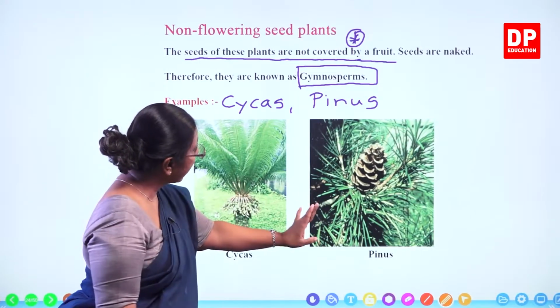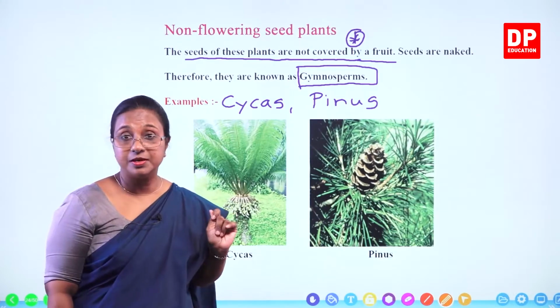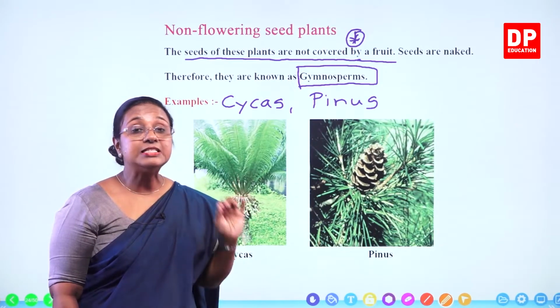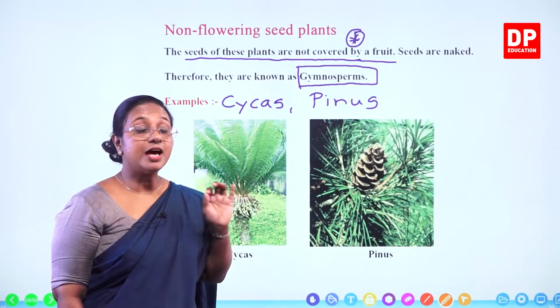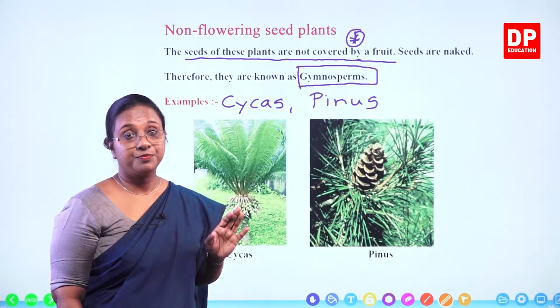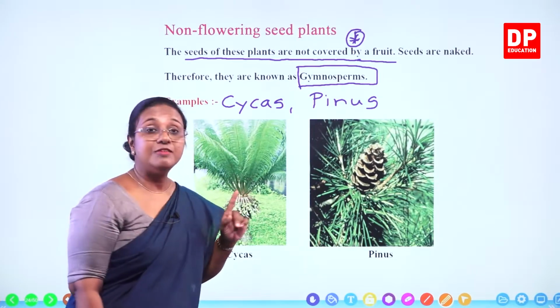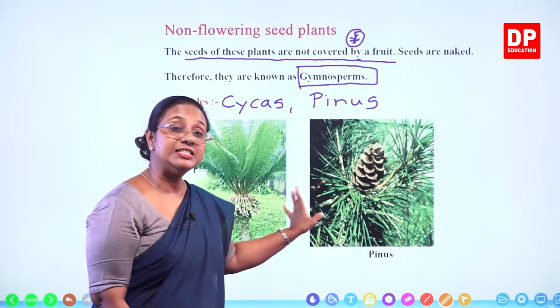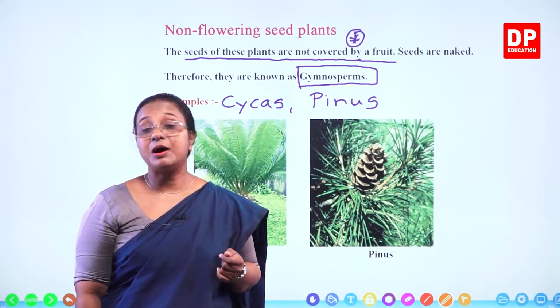So cycas and pinus plants, they are both examples of gymnosperms. Non-flowering seed plants where the seeds are naked seeds. Seeds are not covered by a fruit. So now that you have an understanding of these two plants, we will watch a video where you can see the two plants. So you can get a better idea about their features.